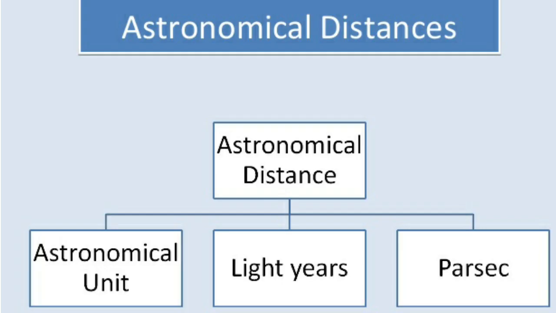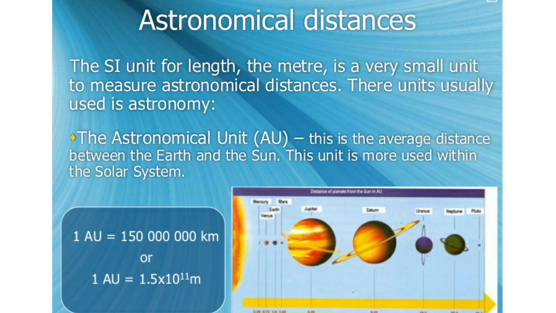Coming to the large distances, that is interstellar distances, which we usually call astronomical distances, we use 3 units: astronomical unit, light year, and parsec. Astronomical unit is the average distance between the Earth and Sun, and this unit is more used within the solar system. And 1 astronomical unit is equal to 1.5 × 10^11 meter.